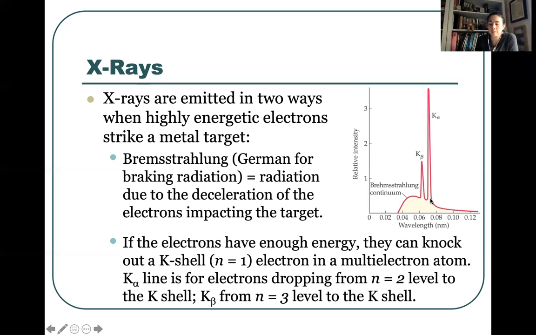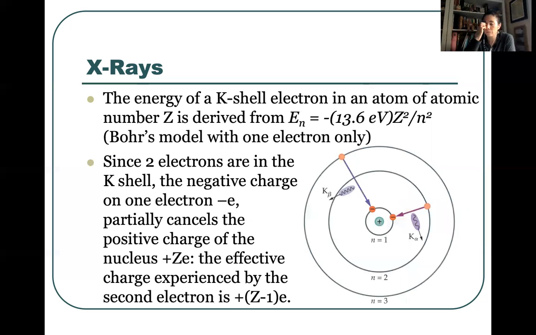So the two different peaks are: K alpha is if you get an electron from the n equal 2 level dropping to the K shell, and K beta is for an electron that will be coming from the n equal 3 level to the K shell instead. So we can actually figure out the energy levels, and as a result, we can figure out the wavelengths to show that they're X-ray radiation. But it's a little bit more complex than what we would have seen for the hydrogen atom.